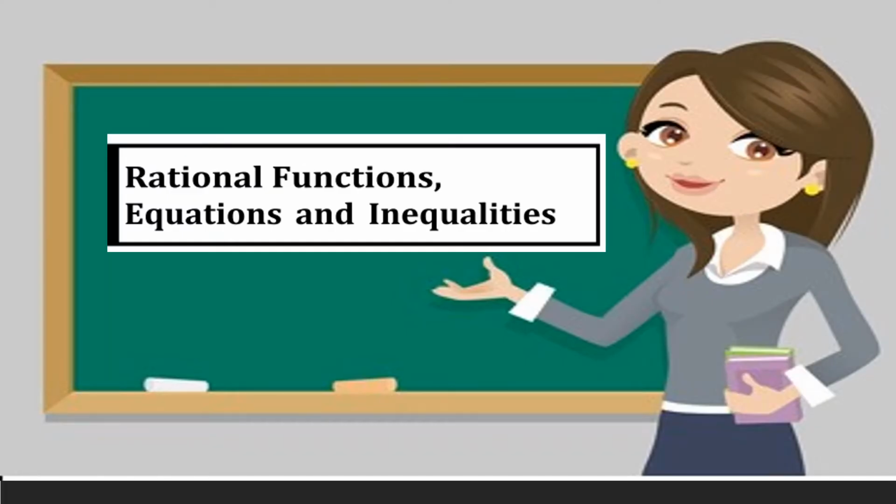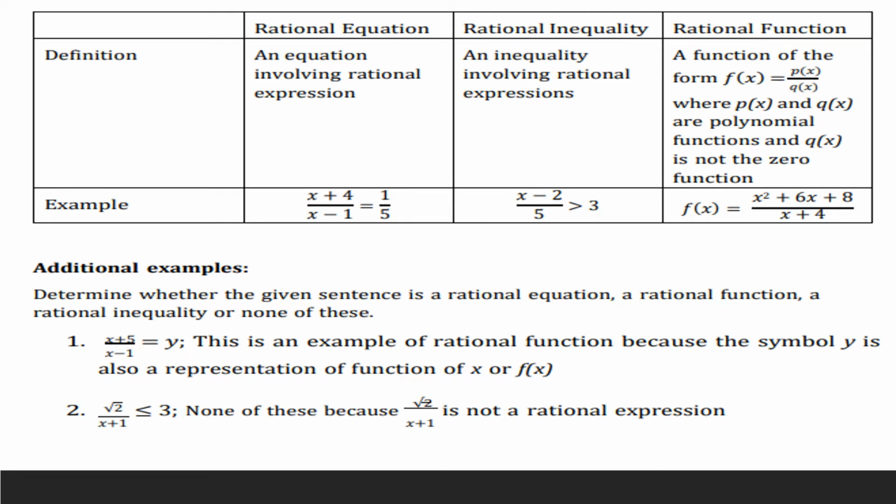Now, the second is all about rational functions, rational equations, and rational inequalities. So this is the second lesson about rational function. In this slide, you'll see the difference between rational equation, rational inequality, and rational function. So, by definition, rational equation is an equation involving rational expression. If you will look at the example, diba, x plus 4 all over x minus 1 equals 1 over 5.